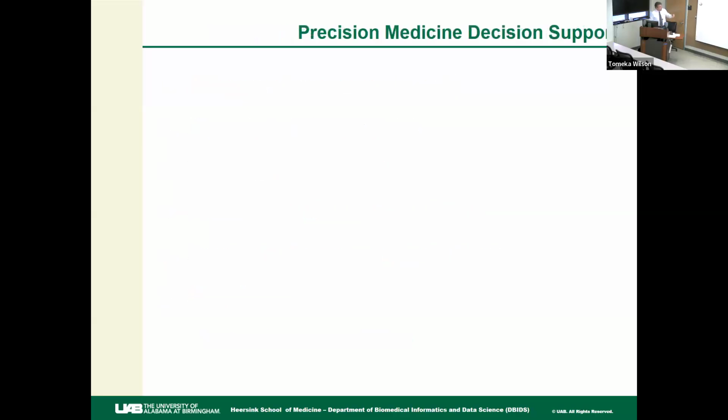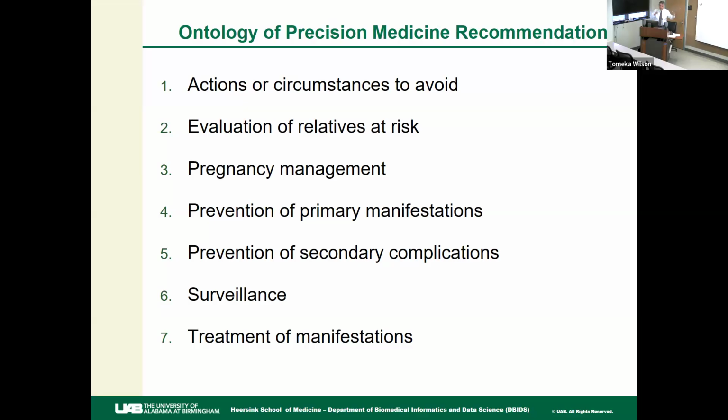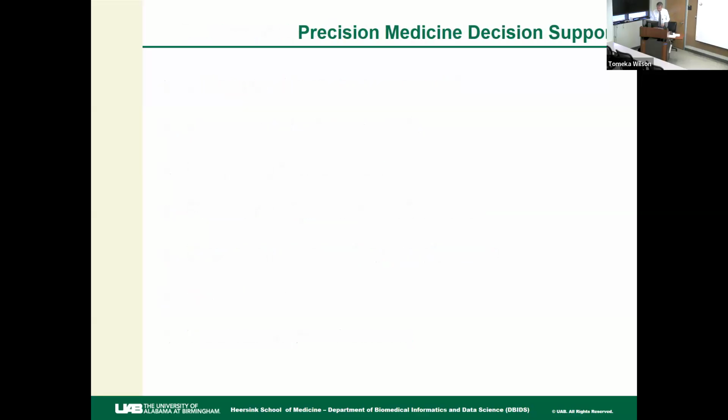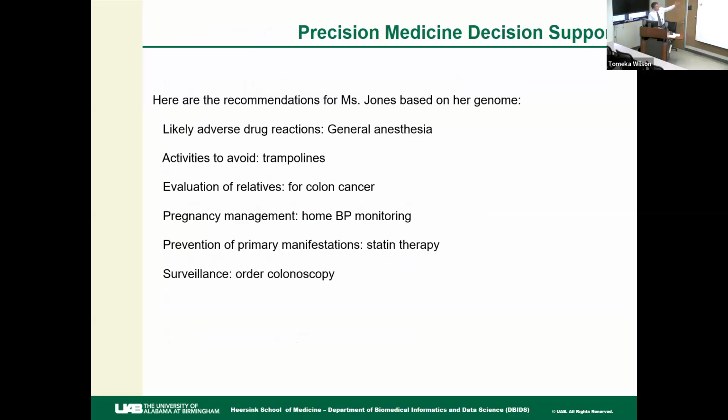And so it was only seven things. So I could build then a report for that. So what did that look like? I could create a recommendation for Mrs. Jones. Well, she could have this reaction to general anesthesia. She should avoid trampolines. She should have her relatives evaluated for colon cancer. So you can see that, and maybe they get flushed out. Not everybody would have something that big, but maybe somebody would have a few of those.